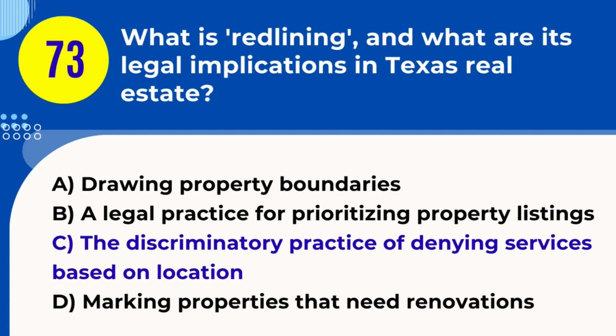Answer: C. The discriminatory practice of denying services based on location. Explanation: Redlining is an illegal and discriminatory practice in Texas real estate, where lenders, insurers, or other service providers deny services, like loans or insurance, to residents of certain areas based on racial or ethnic composition. It has significant legal implications, including potential lawsuits and penalties.